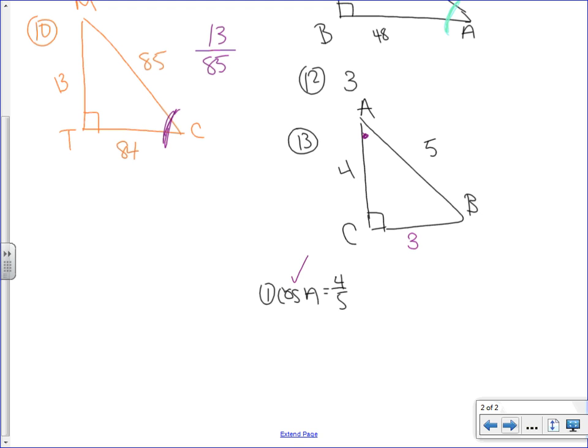So now let's look at number 2. 2 is the tangent of A is equal to 3/4. If I look at the tangent of A, tangent is going to be opposite over adjacent, which is 3/4. Now this one works. That one is true.